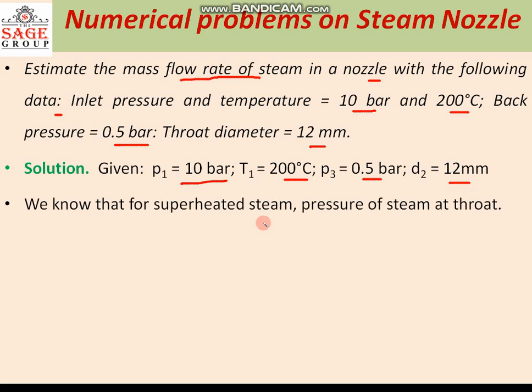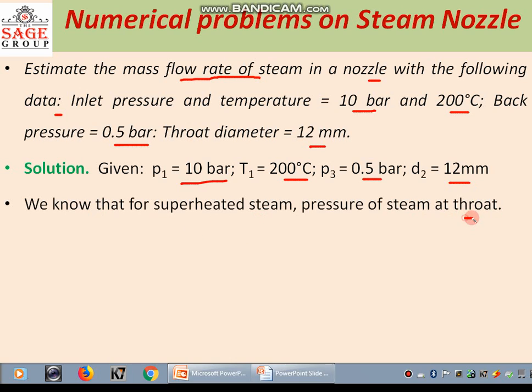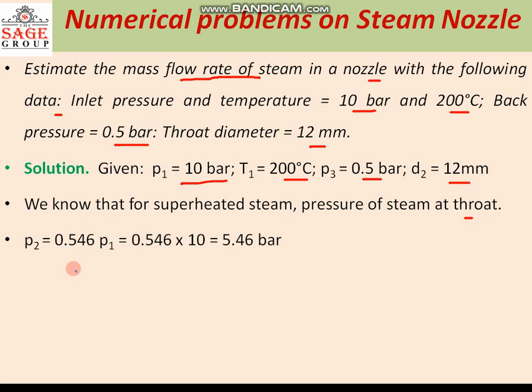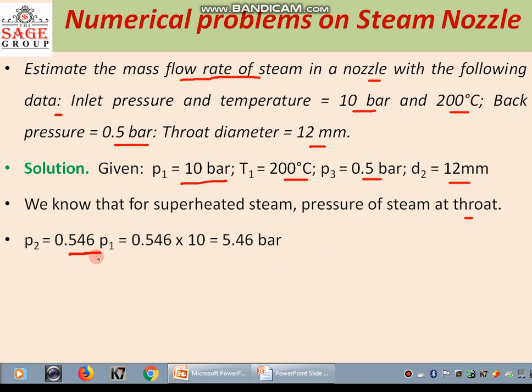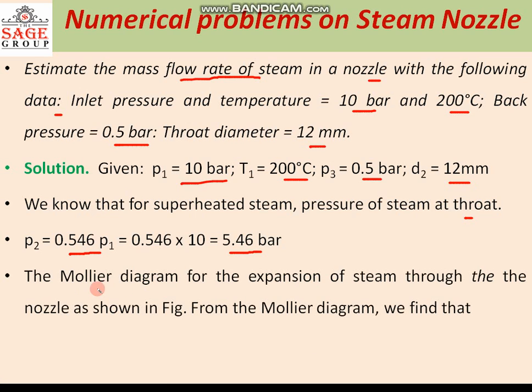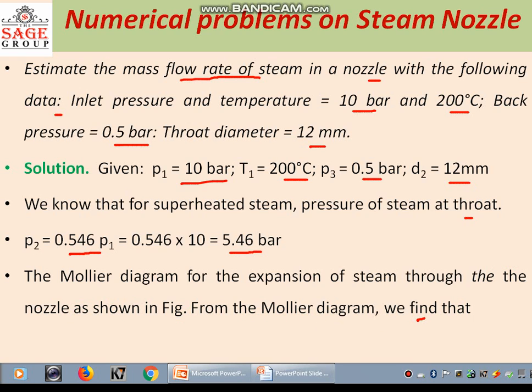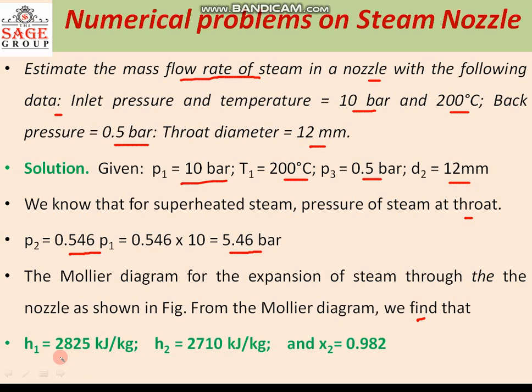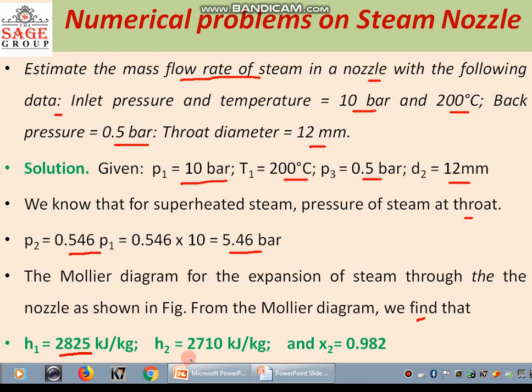We know that for superheated steam, the pressure of steam at the throat can be written as P2 equal to 0.546 into P1. That is from the relation, 0.546 into 10, it gives 5.46 bar. It is the critical pressure at the throat. From the Mollier diagram for the expansion of steam through the nozzle, we can find the value of H1 as 2825 kilojoules per kg, the value of H2 as 2710 kilojoules per kg, and x2 is 0.982.